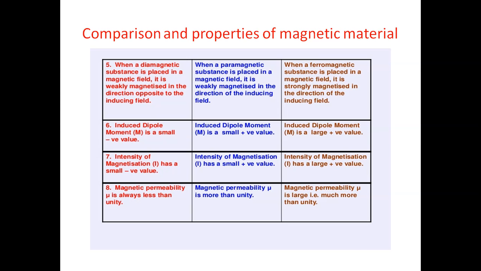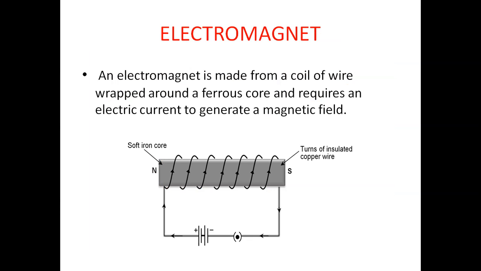So our next topic is electromagnet. Generally, an electromagnet is a temporary magnet which is made with the help of a soft iron core and copper wire with the help of a battery. So this is the diagram of a simple electromagnet.